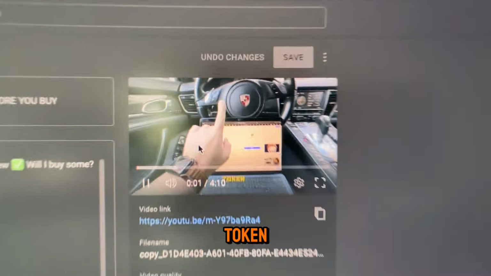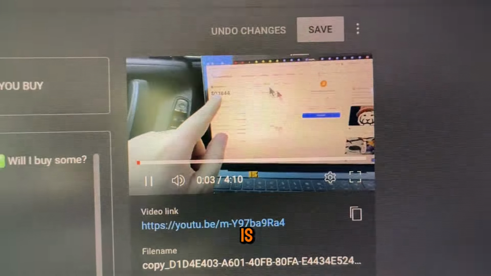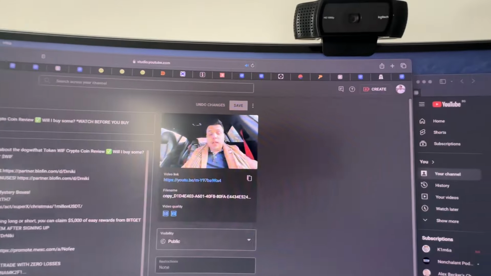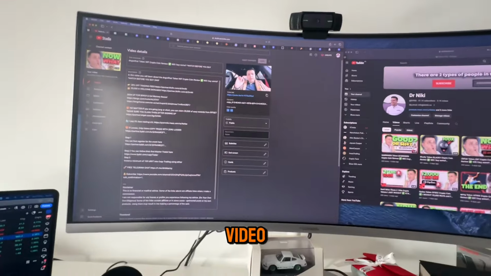The first token that we actually talk about today is dogwifhat. 18 cents. Let me know the price it's right now. Is it up or lower? As you can see. So yeah, I recorded the video.